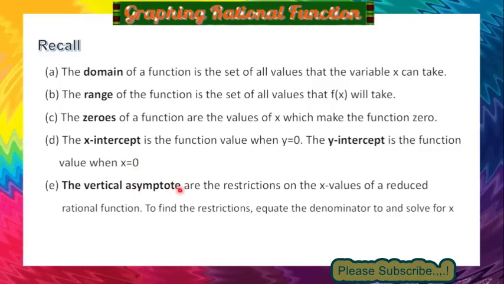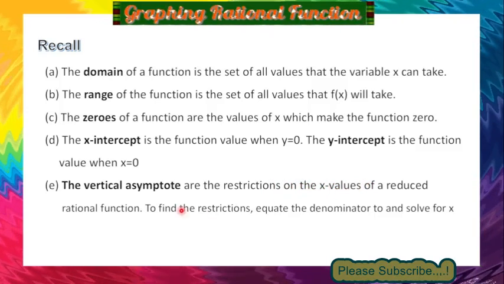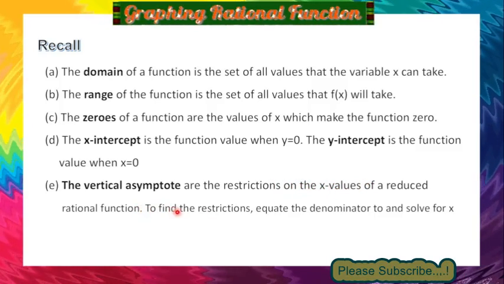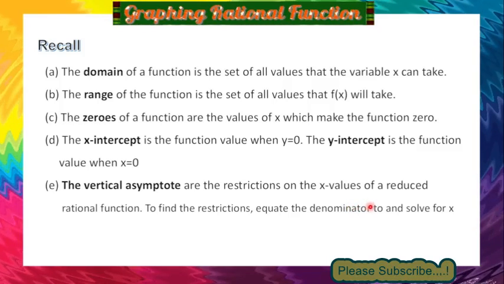The vertical asymptotes are the restrictions on the x values of a reduced rational function. To find the restriction, equate the denominator to 0 and solve for x.